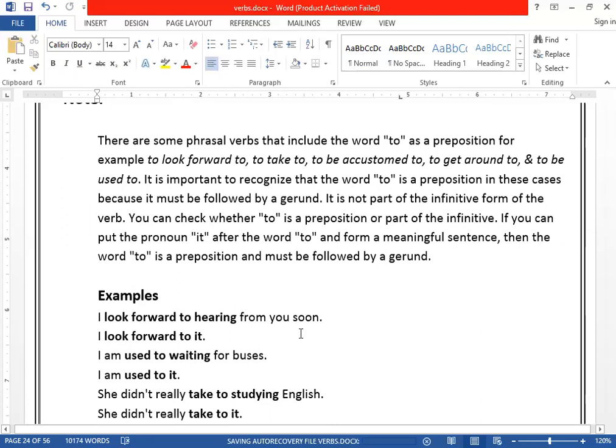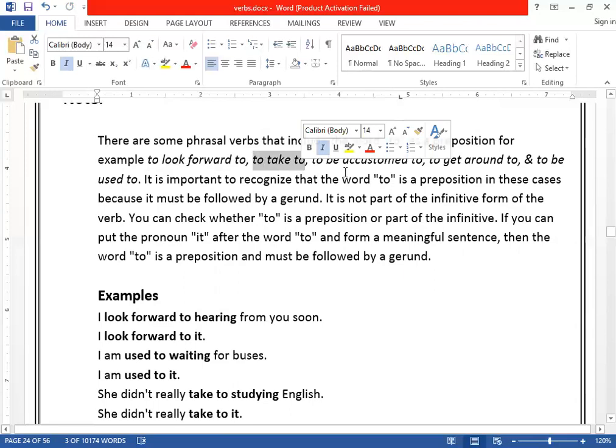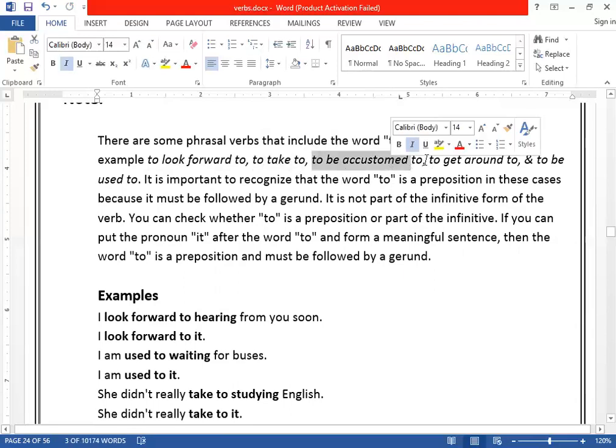There are some phrasal verbs that include the word to as a preposition, for example, to look forward to, to take to, to be accustomed to, to get around to, to be used to. After these, the verb is used in the ing form. For example, I look forward to hearing from you.